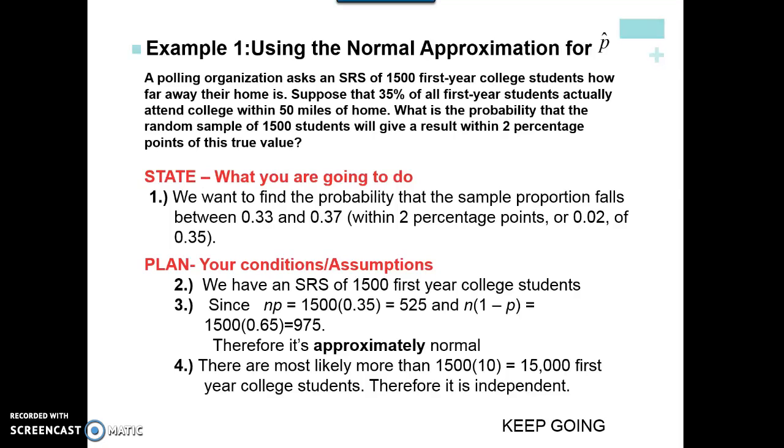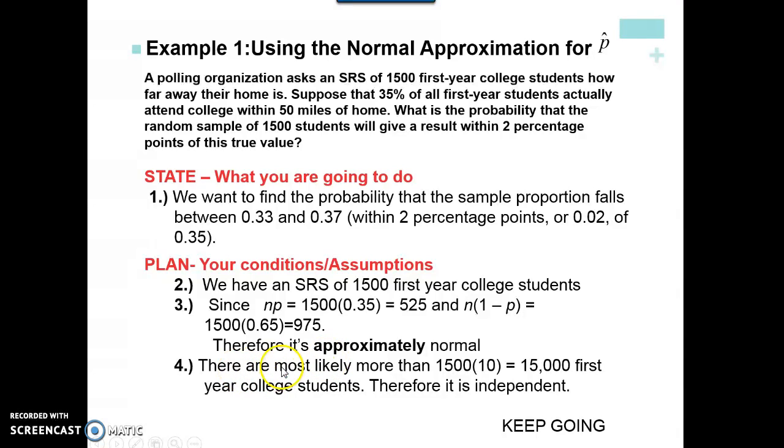Now, before you do anything, you have to show your conditions and assumptions. Number one, it says we have a random sample of 1,500 first-year college students. Now, our conditions are np, so 1,500 times 0.35. Notice how I showed the answers, okay? And then notice how I showed the plugins, 1,500 times 0.65, okay? Both are greater than 10, therefore it's approximately normally distributed. Make sure you use the word approximately because it's never perfect.